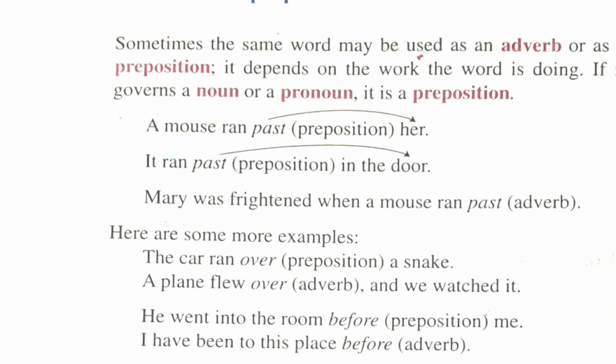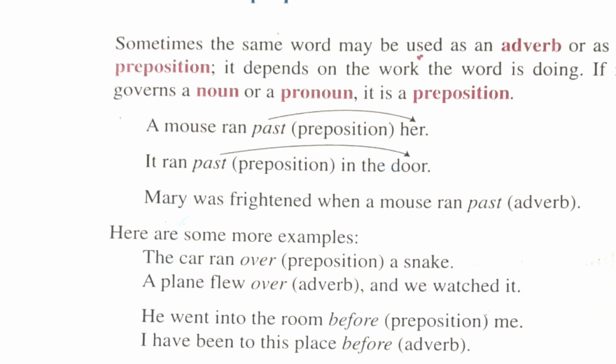Like here in this sentence, a mouse ran past her. If we remove past from this sentence, then this sentence will not make any complete sense. The same thing will happen with, it ran past in the door. What will it be if we remove it from this place? It ran in the door.